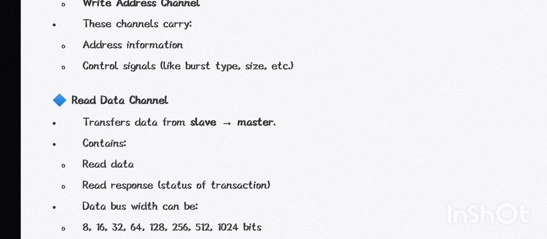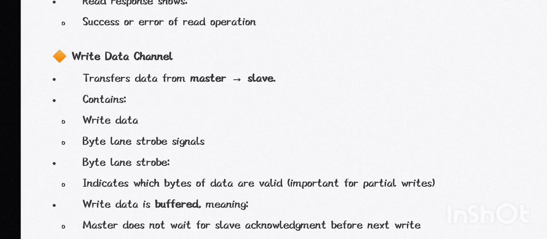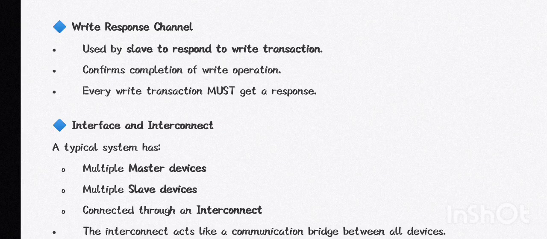The write data channel transfers data from master to slave. It contains write data and byte lane strobe signals. The byte lane strobe indicates which bytes of data are valid. Write data is buffered, which means the master does not wait for slave acknowledgement before the next write. The write response channel is used by the slave to respond to a write transaction and confirms completion of the write operation. Every write transaction must get a response.